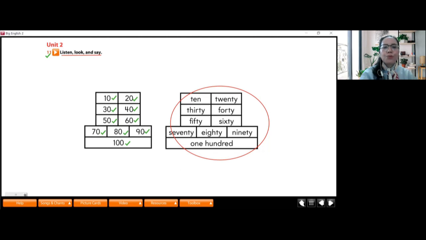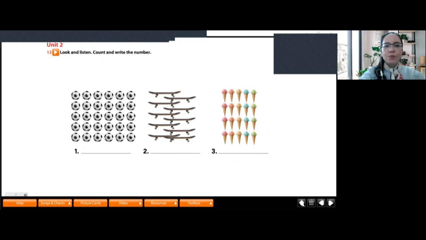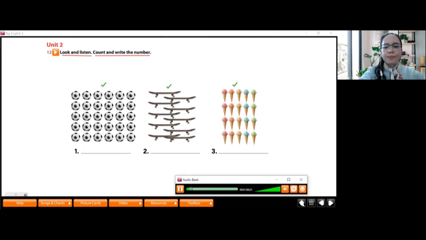Now we move on to the other activity, activity 10, that is still on the same page, page 19. In this activity 12, there are several objects that you have to count. Let's do this exercise. Look and listen, count, and write the number. I'll play the audio for you.